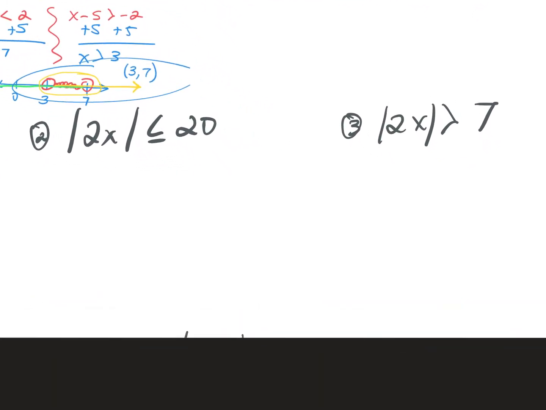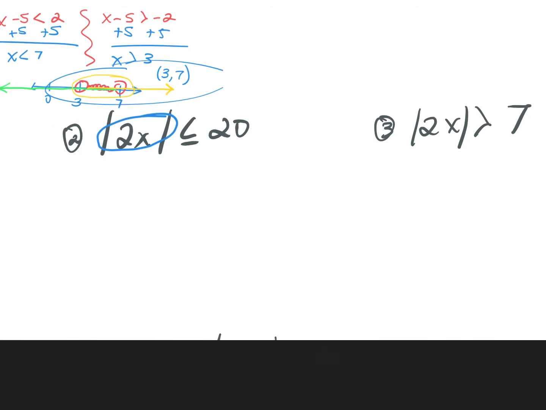So again, the first thing you check: is your absolute value isolated? Is it all by itself? Yes. Is the absolute value in this case greater than a negative number? No. Okay, so what we're going to do is say, all right, I have 2x is less than or equal to 20, and then I have 2x is greater than or equal to what? Negative 20. Flip the inequality sign and the sign of your answer.